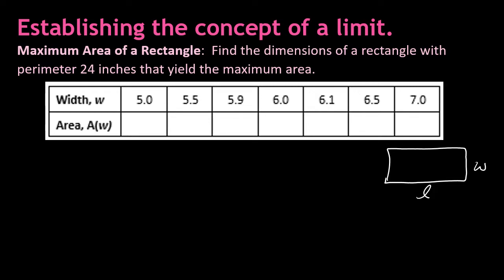So when I think about rectangles, the two things I really do have formulas for are area and perimeter. So I know that if I want to find the perimeter, I can take twice the width and twice the length, and that equals 24. I also know that the area is going to equal the length times the width.